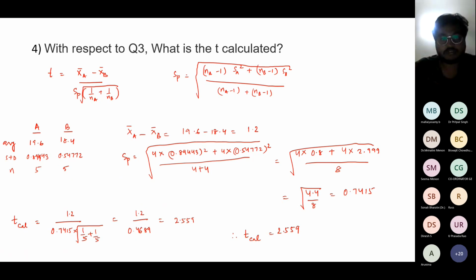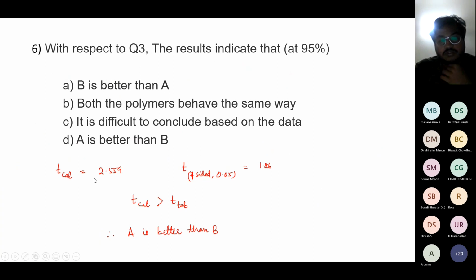So here our null hypothesis is both of them are equal, and the alternate hypothesis is A is better than B. We got a T value of 2.559, and we do a one-sided test here because we want to check if A is better than B or not. Using the T table for 95% confidence interval, we get a critical value of 1.86. Since the calculated T value is greater than the critical value for the one-sided test, we say that A is better than B.